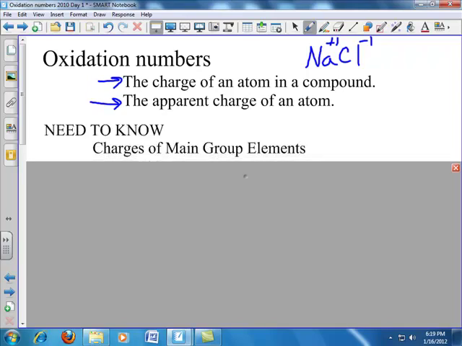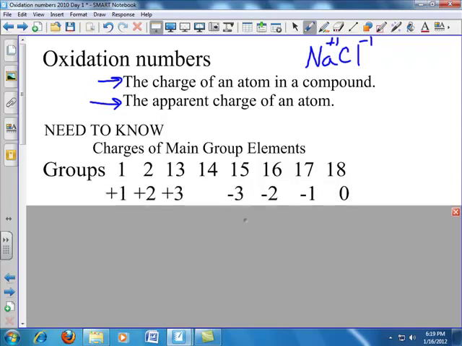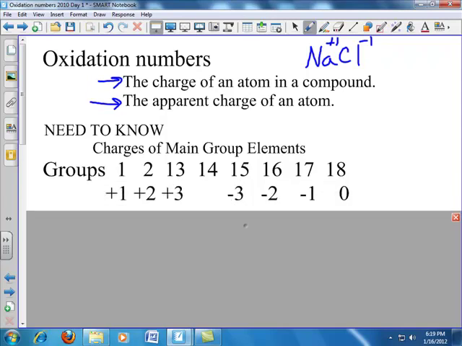Okay? Now, things that you absolutely must know, okay? And if you don't know these, then I haven't been doing my job, and you haven't been doing your job as a student. Okay, we absolutely have to know the charges of the main group elements, and we better by now know what the main group elements are. Okay, and the charges of the main group elements are: group 1 is +1, group 2 is +2, 13 is +3.